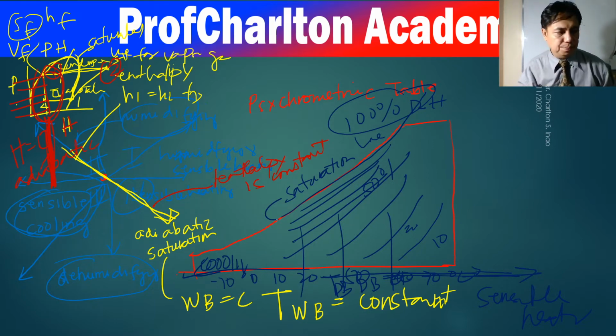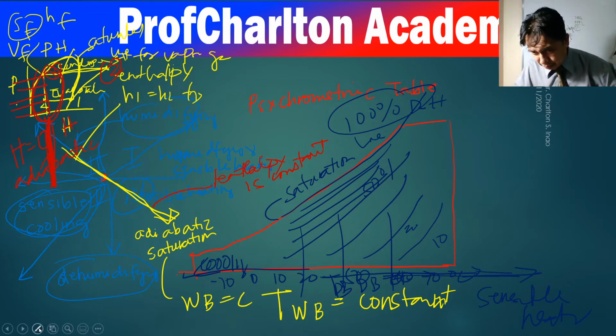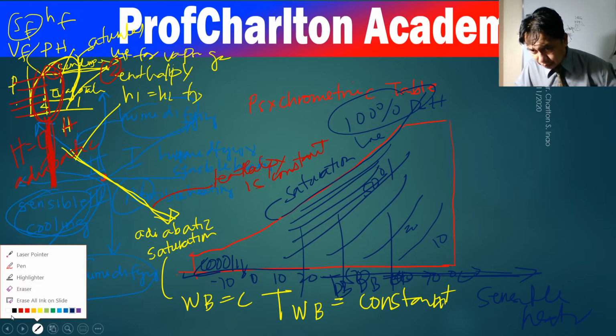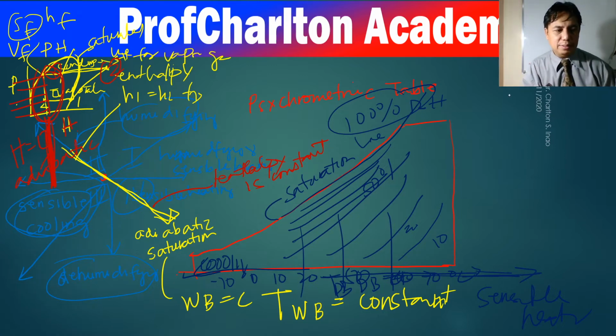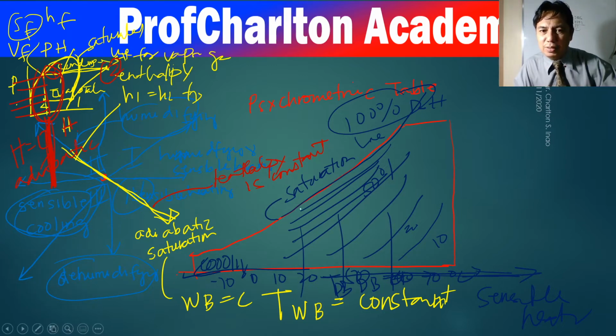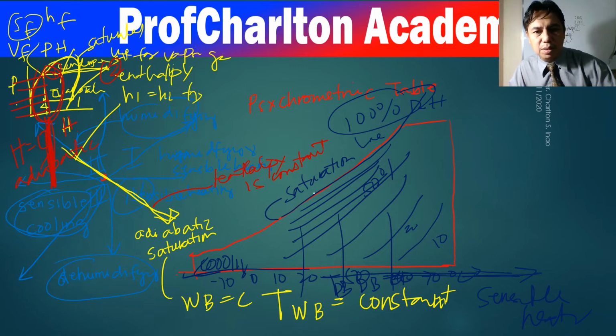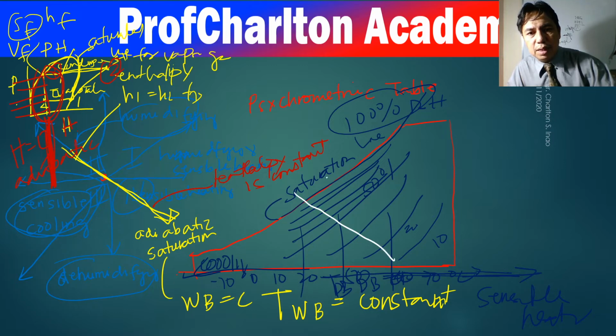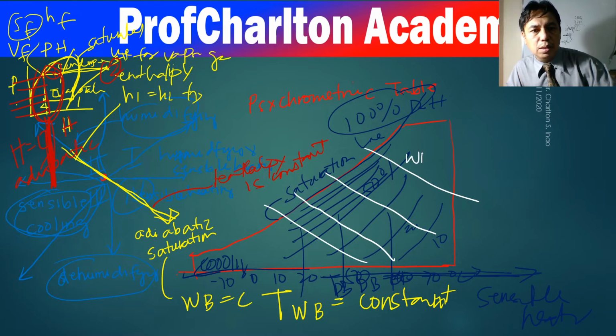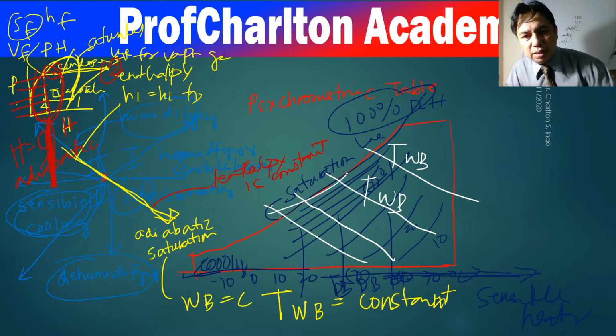The wet bulb temperature, let me use another color. I think white is better, because we have a dark contrast. So where is the wet bulb? Here, the wet bulb is here. That line is the wet bulb temperature, but the two lines are coinciding. Somewhere here is the wet bulb.